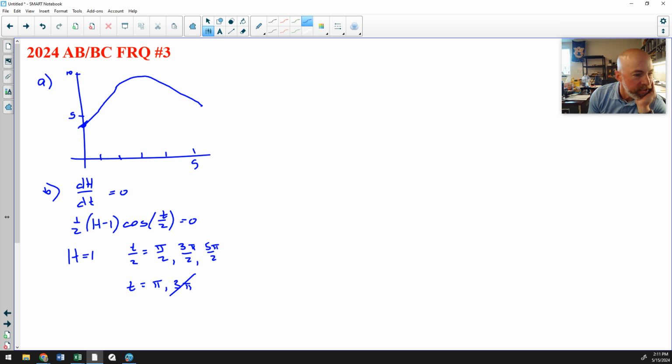The next question says to determine whether this critical point corresponds to a relative maximum, minimum, or neither. And I think we're going to have to go second derivative test on this one, which scares me, or it's going to be challenging because this is going to be a product rule with implicit differentiation.